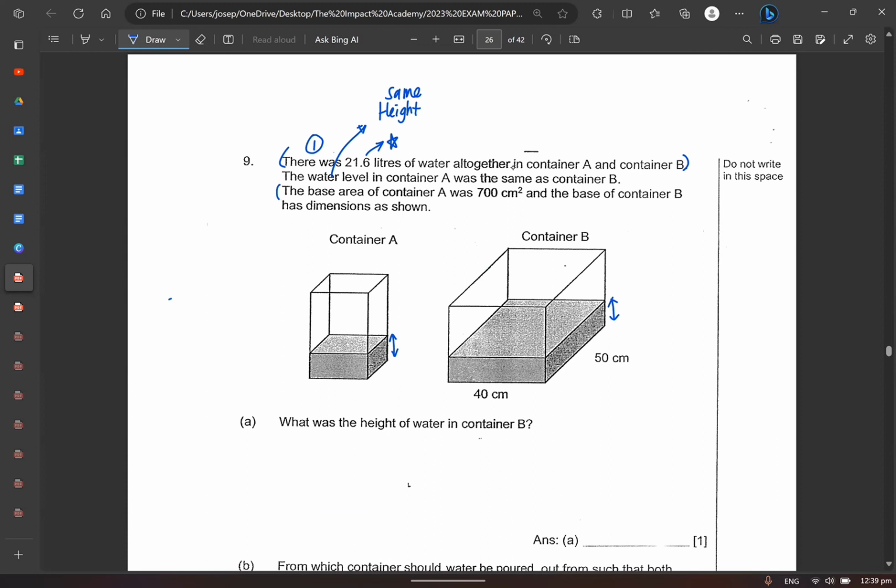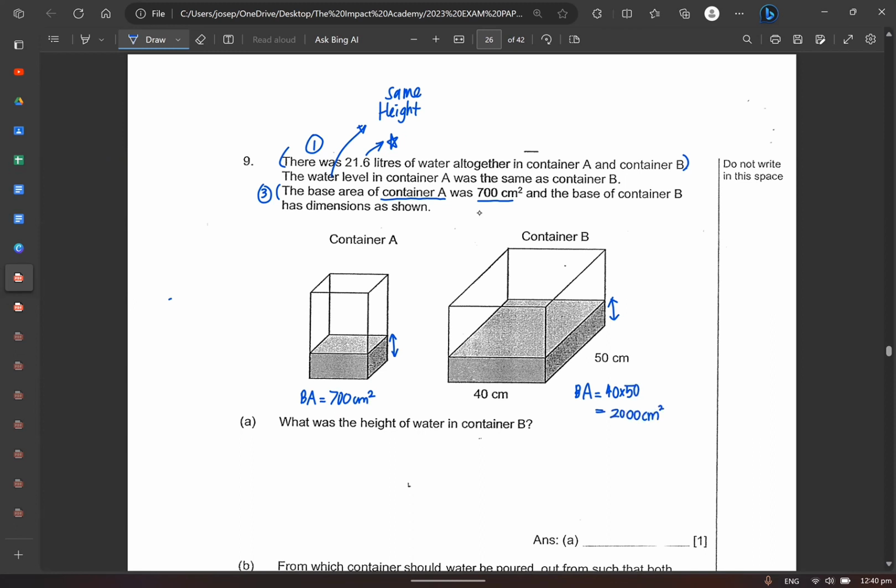Now then they continue in sentence number 3 telling us that the base area of container A was 700. So we're just going to write BA is equals to 700 centimeters square. And for this itself, they did not tell us, so we will have to find, and that is basically just 40 times 50. That gives me 2000 centimeters square.